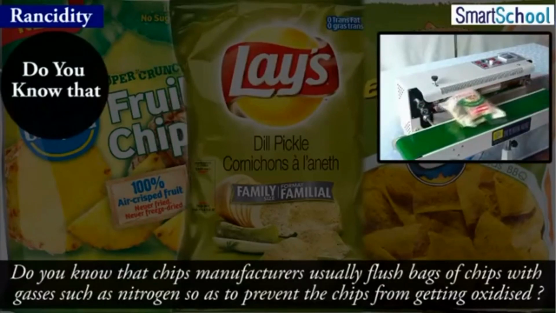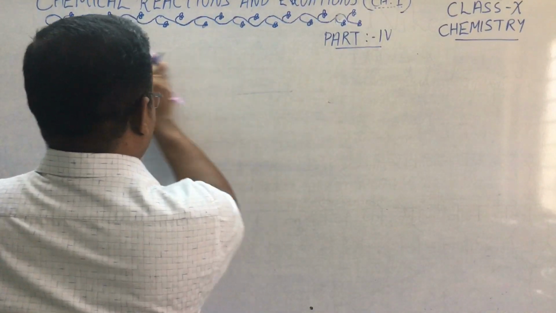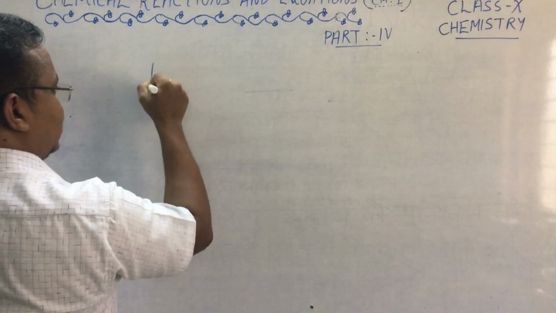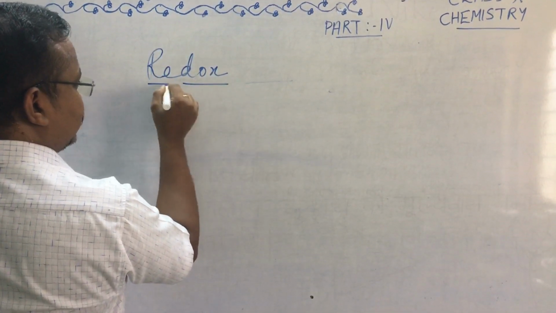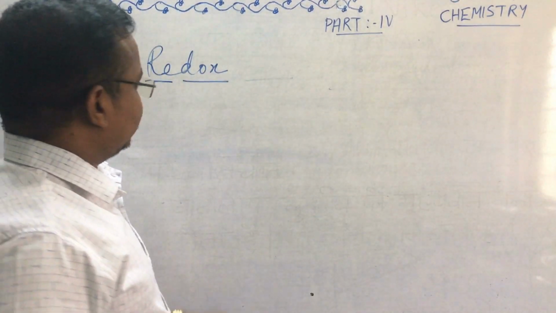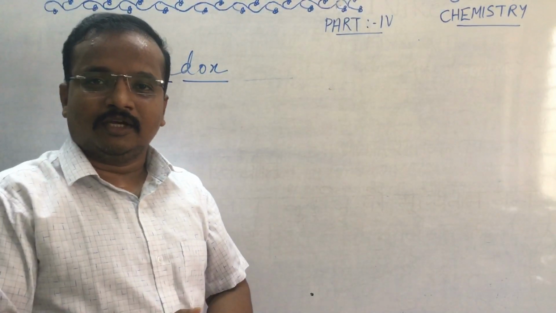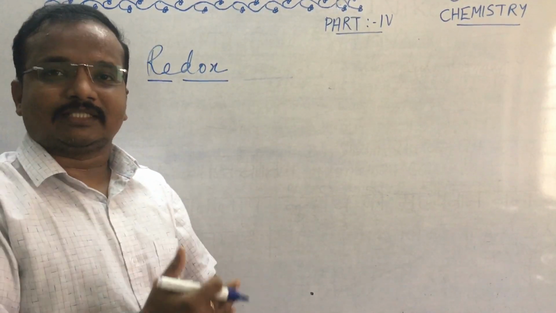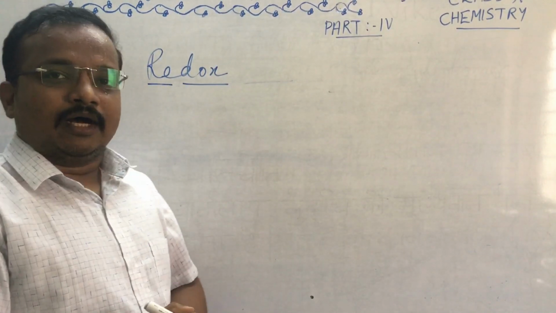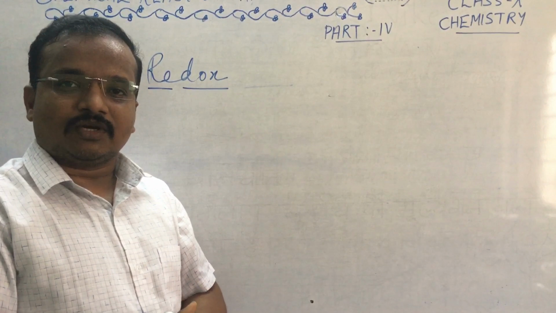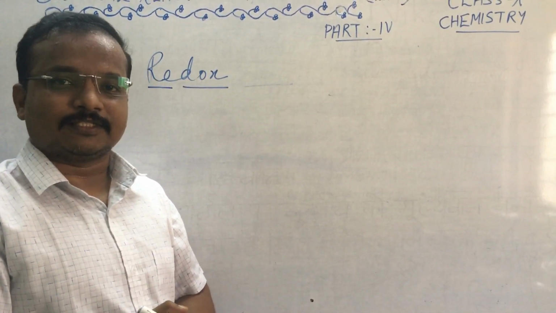So students, today we have discussed some main topics, that is redox, where reduction as well as oxidation takes place. We call these simultaneous reactions of oxidation as well as reduction redox reactions, right?